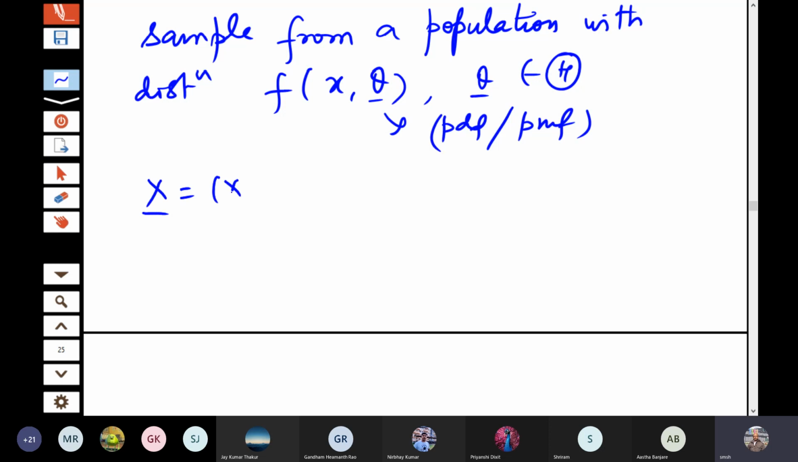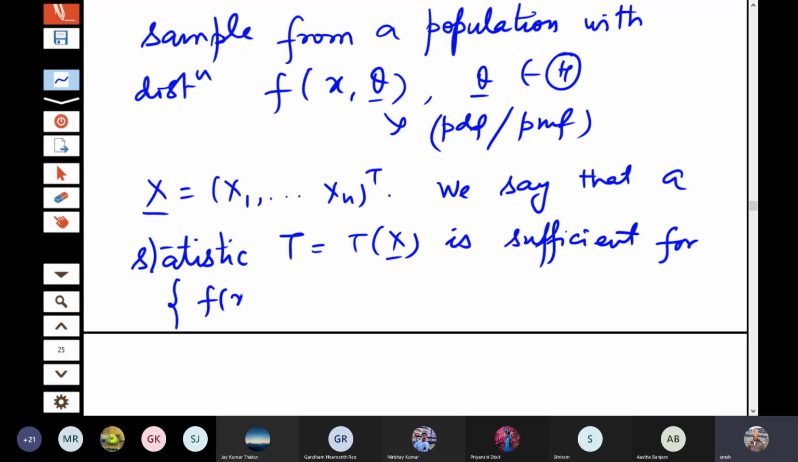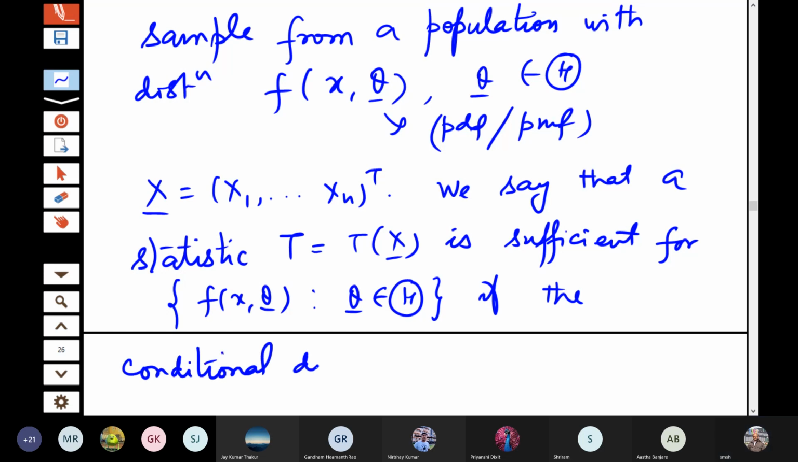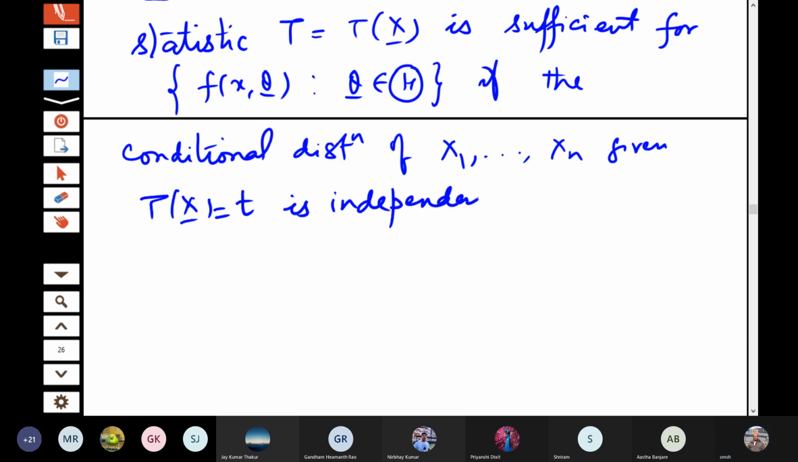So x is x1, x2, ..., xn. We say that a statistic T is sufficient for this family of distributions if the conditional distribution of x1, x2, ..., xn given T(x) equal to t is independent of theta. So this is the formal definition.